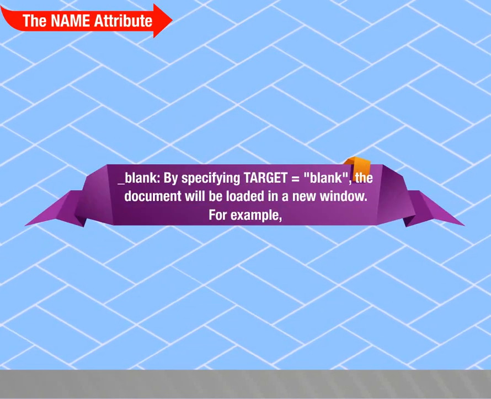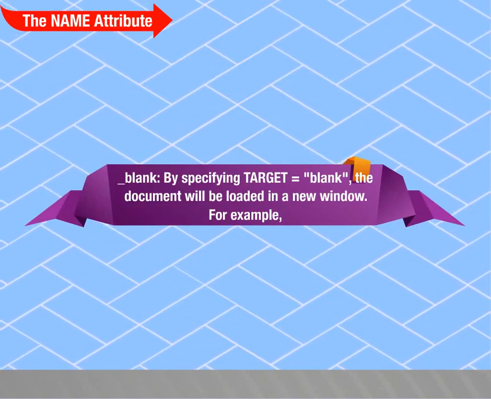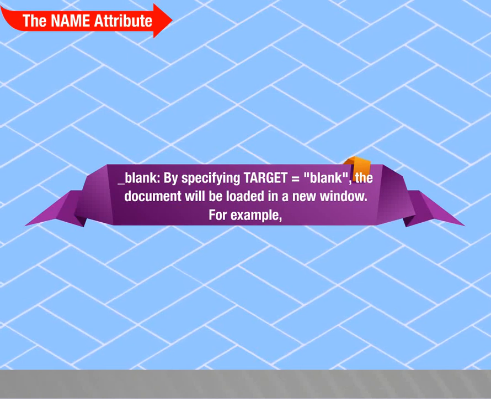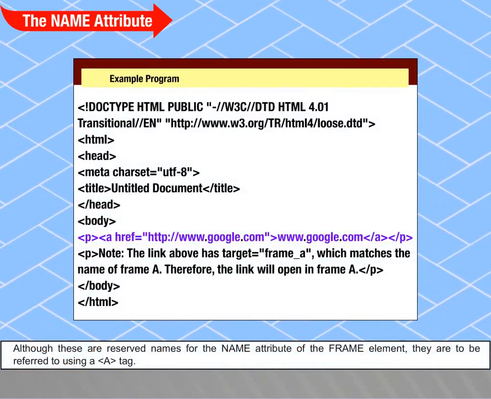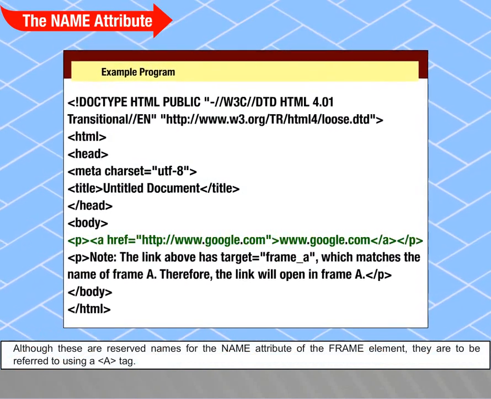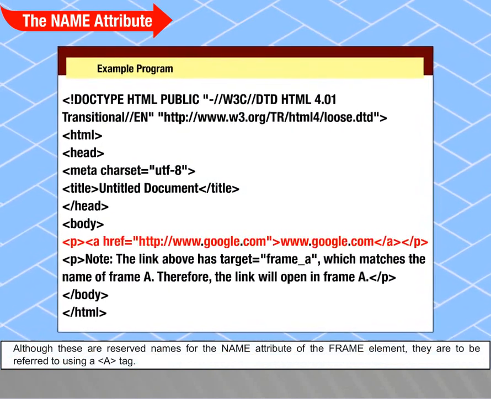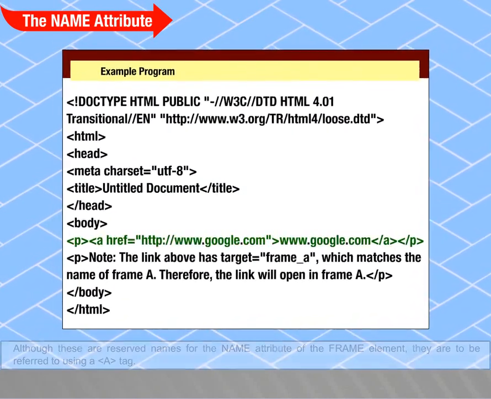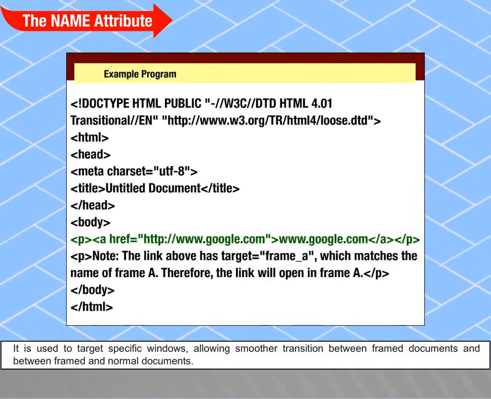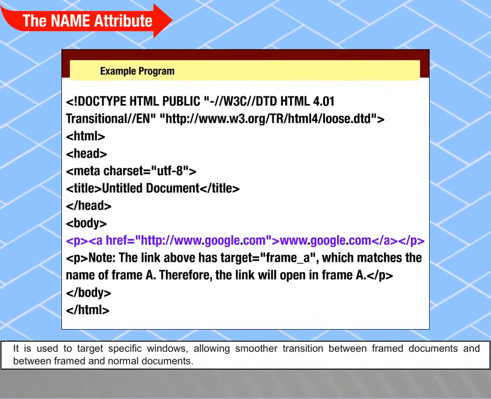Underscore blank. By specifying target="_blank", the document will be loaded in a new window. Although these are reserved names for the name attribute of the frame element, they are to be referred to using the target attribute. It is used to target specific windows, allowing smoother transition between framed documents and between framed and normal documents.